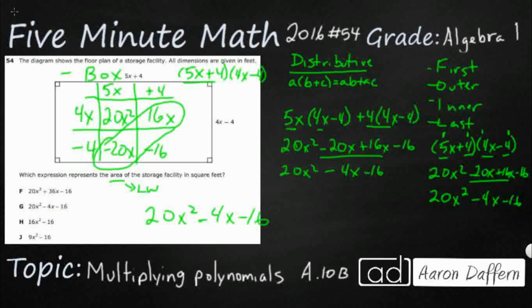So keep this box method in mind, because when you have to multiply a binomial by a trinomial, you're not going to be able to use FOIL. You'll need to use that. So my answer here is G.